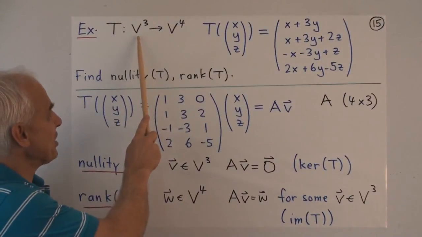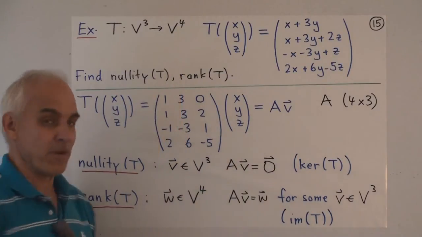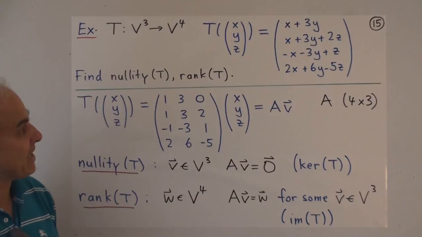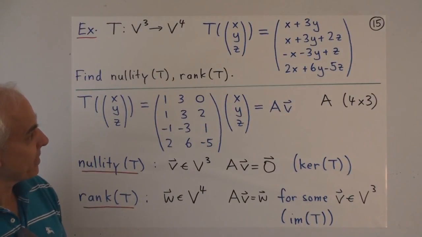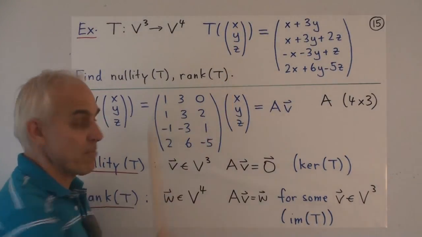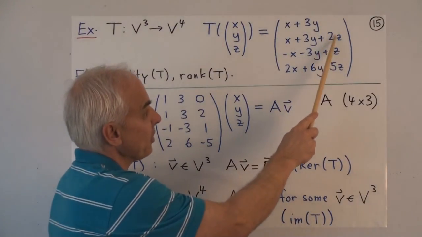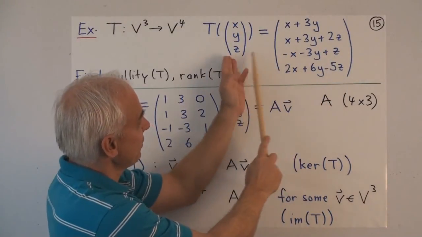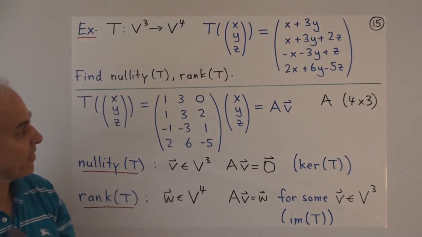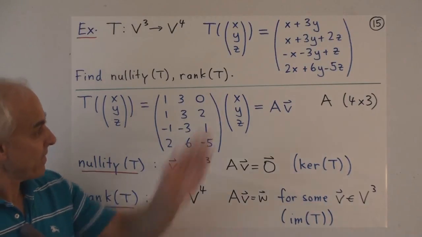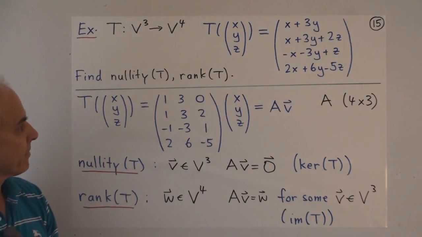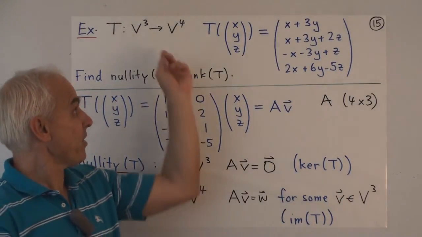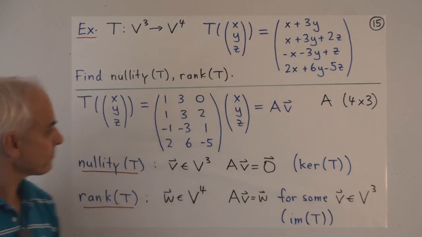Let's consider a transformation now from 3-dimensional space to 4-dimensional space given by this formula. It's another way of presenting a linear transformation. We're starting off with a vector with 3 components. We end up with a vector with 4 components. And the dependence of the output on the input is completely linear. That's a linear transformation. And our aim is to try to find the nullity and the rank, and let's check whether the rank-nullity theorem really works.